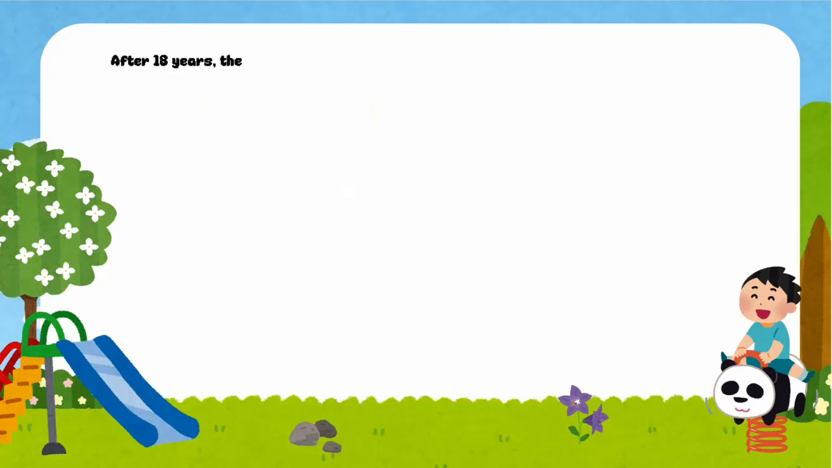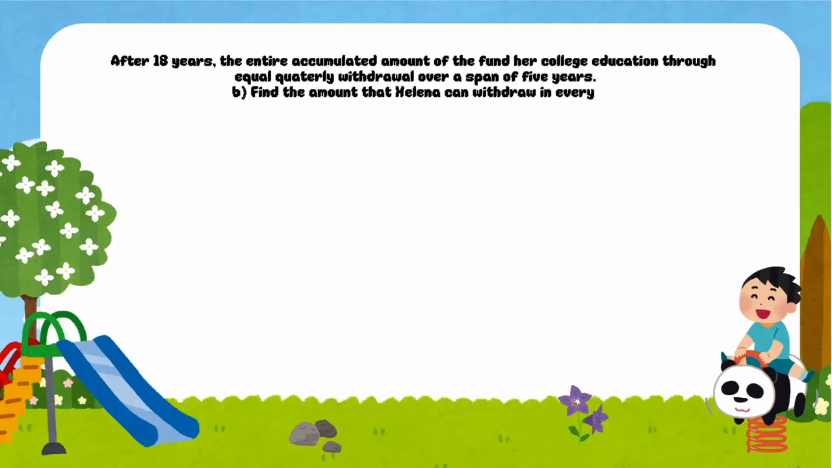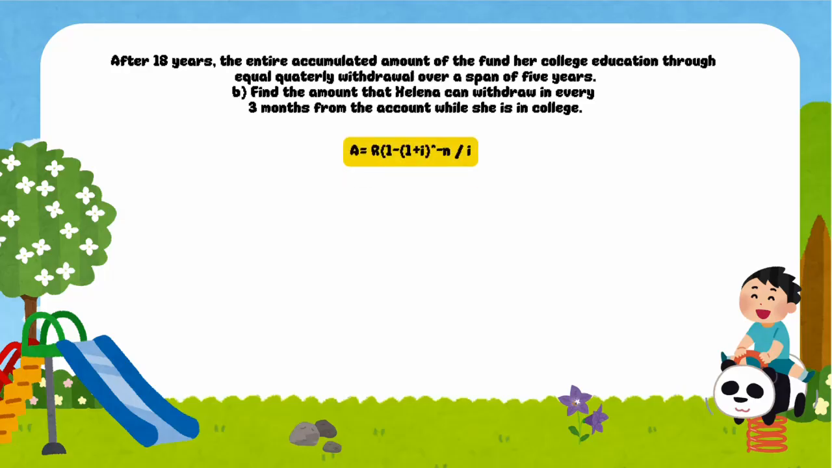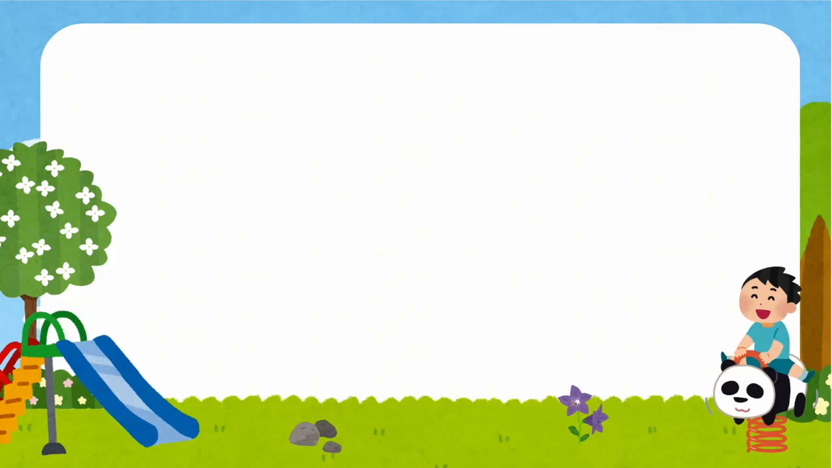Now for part B, Helena wants to withdraw money every 3 months for 5 years. We treat this as a regular annuity withdrawal, so we use the present value of annuity formula A equals R times (1 minus (1 plus I) to the power of negative N) over I. Then I substitute the values into the annuity formula, as we are already given the values of A, I, and N, and we only need to find R, so we substitute the values into the formula to find R.